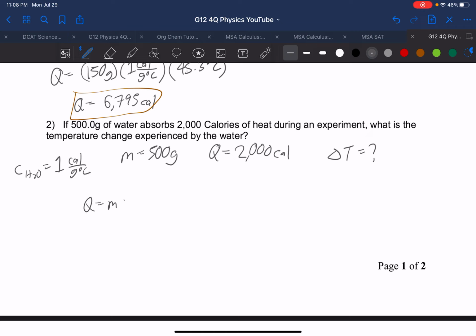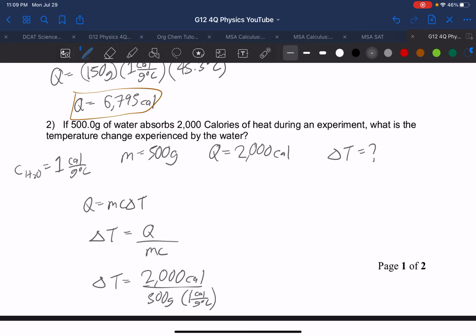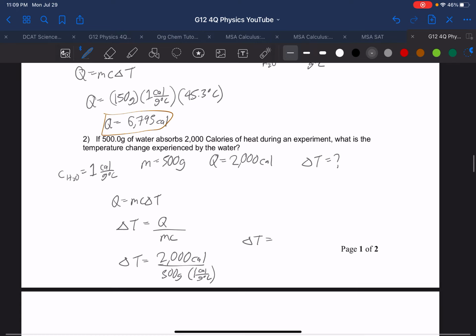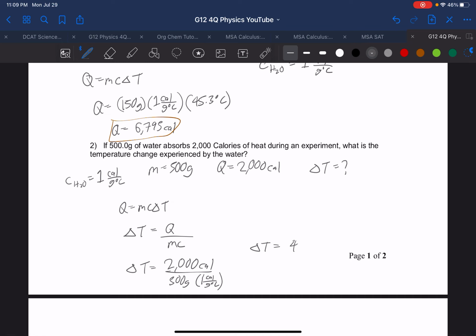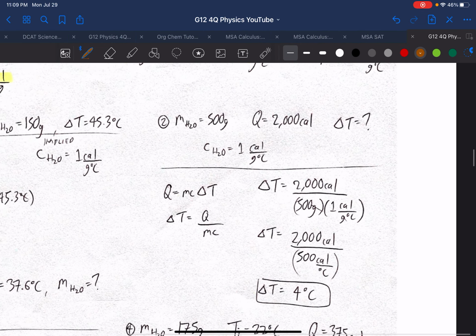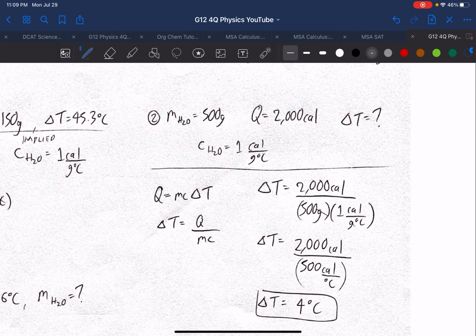So Q is equal to MCAT. We're looking for the change in temperature. So you manipulate the equation like that, and then calorie, mass is 500 grams, and then specific heat is 1 cal over. So what is the answer? 2000 divided by 500, that's 4. And what's the unit for temperature? Degrees Celsius. Let's see if the answer is the same. There you go. 4 degrees Celsius.